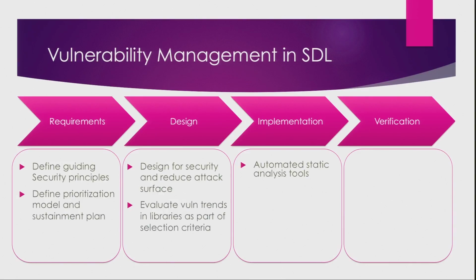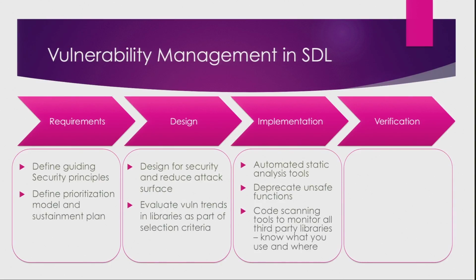During implementation, of course, we're going to continue with the use of analysis tools, deprecate unsafe functions. Code scanning tools can be really helpful to knowing what libraries you use where. I'm a big fan of Black Duck. I've used that previously. There's also Palamida, Sonatype, and they can scan your source code and tell you what libraries you use in what locations that have what vulnerabilities in them. So it's not a matter of monitoring mailing lists. You've got an app that'll just tell you, you've got a known vulnerability here that you want to go patch.